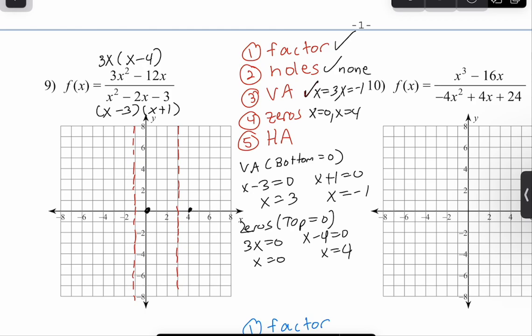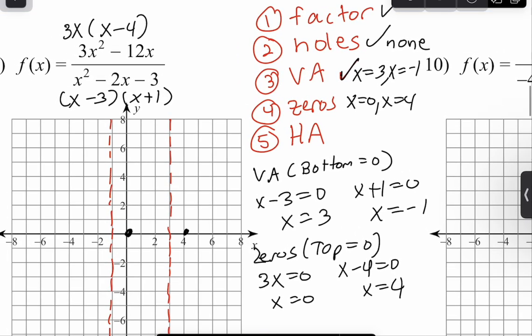Last thing we have to do are the horizontal asymptotes. The lead term on top is 3x squared. Lead term on the bottom is x squared. When they match, we just get to reduce that. 3x squared divided by x squared is 3. So our horizontal asymptote is y equals 3.